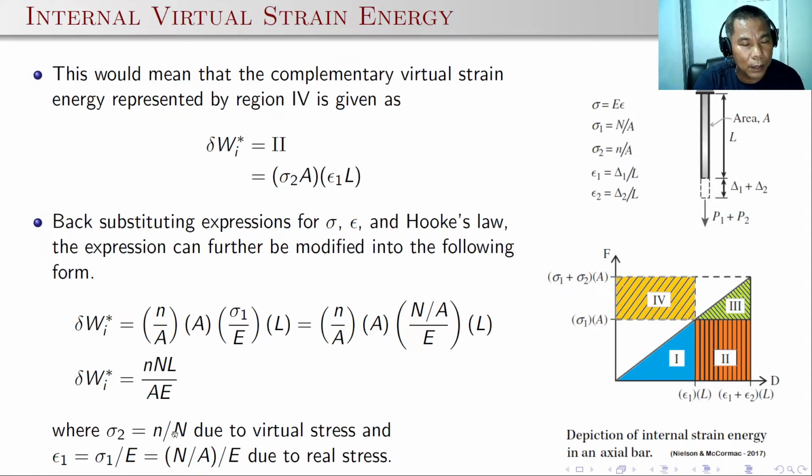sorry for this bottom notation. Sigma 2 is small n over A, not n. This is due to the virtual stress. And times A, and epsilon 1 is equal to sigma 1 over E, where sigma 1 is capital N over A, over E. We can actually factor out A, and the remaining terms will be small n, capital N, L over E. So the internal work delta Wi asterisk is simply equal to small n, capital N, L over E.